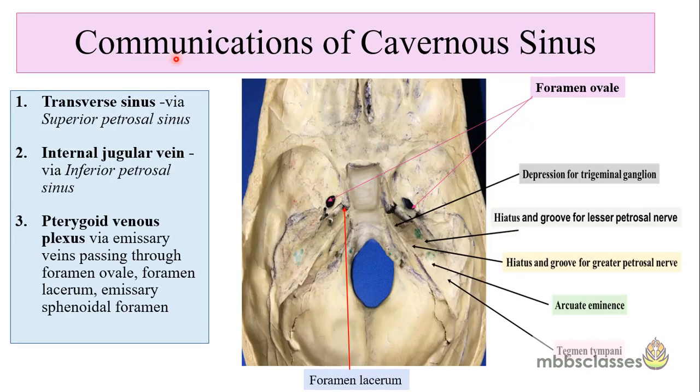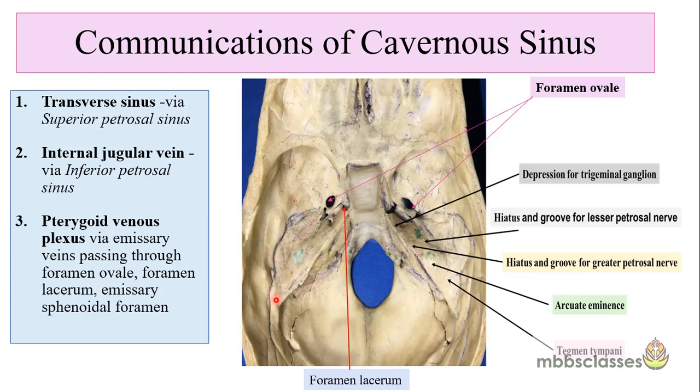So in the previous slide, we have seen the tributaries of the cavernous sinus. Now this cavernous sinus communicates with the other sinuses. The other sinuses with which it communicates are the transverse sinus, internal jugular vein and the pterygoid venous plexus. We'll see how it communicates. It communicates with the transverse sinus by the superior petrosal sinus. Now I will show you the area of the superior petrosal sinus.